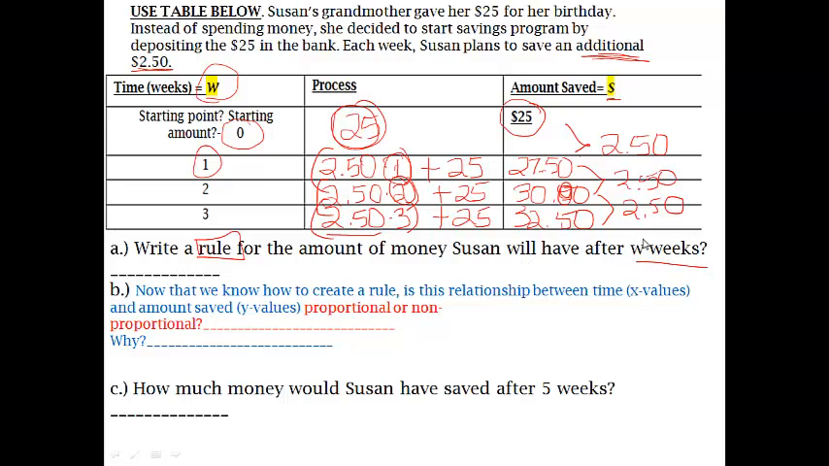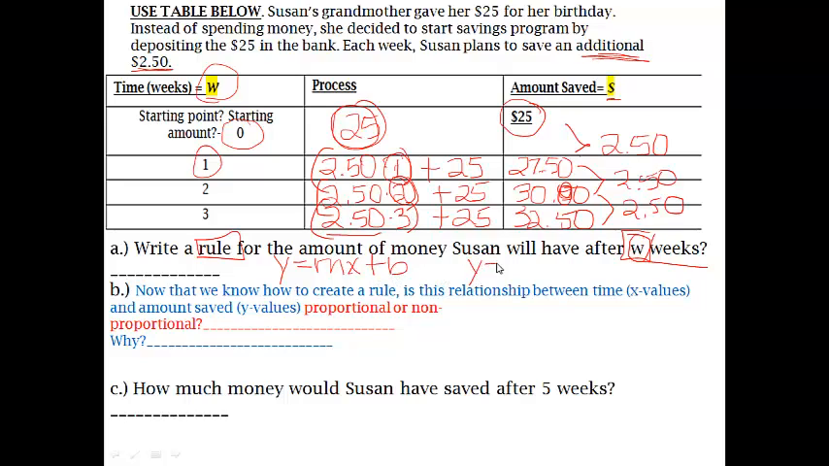Now, you're probably asking, well, Ms. Smith, this W, we don't have a number. Well, we can put any number we want. Let's say you wanted to know how much money you would have in 52 weeks. This is why this W is a variable. We can put any number here, and we can get how much we saved. So the rule is we are doing it in the form of y equals mx plus b. Kind of looks like this, right?